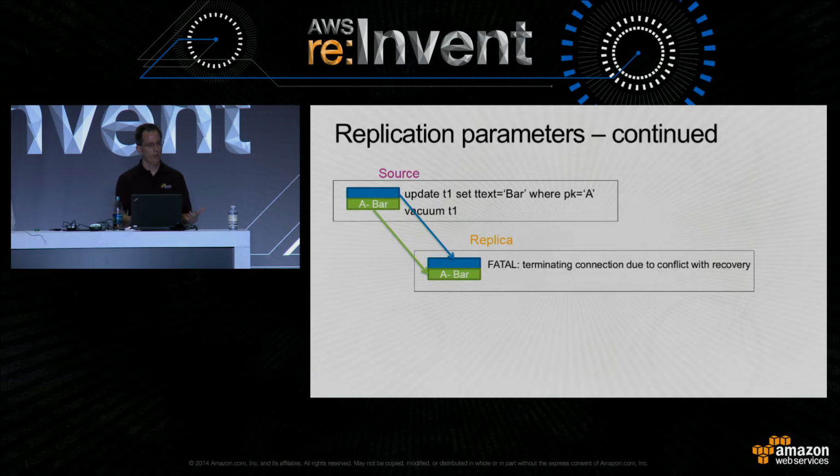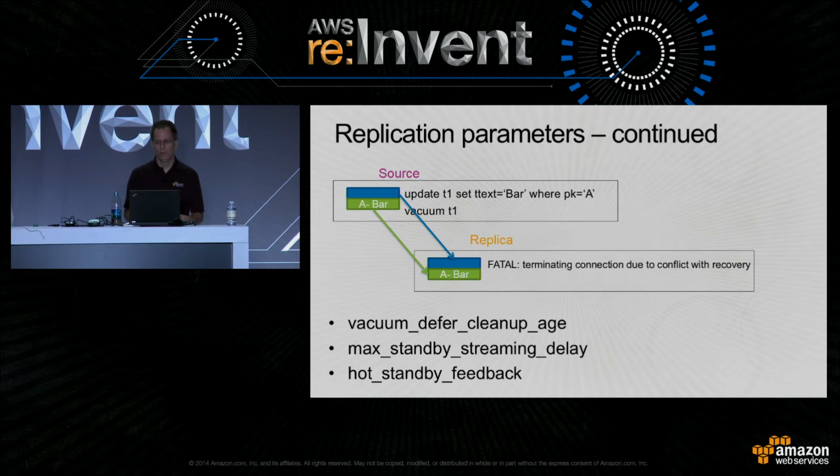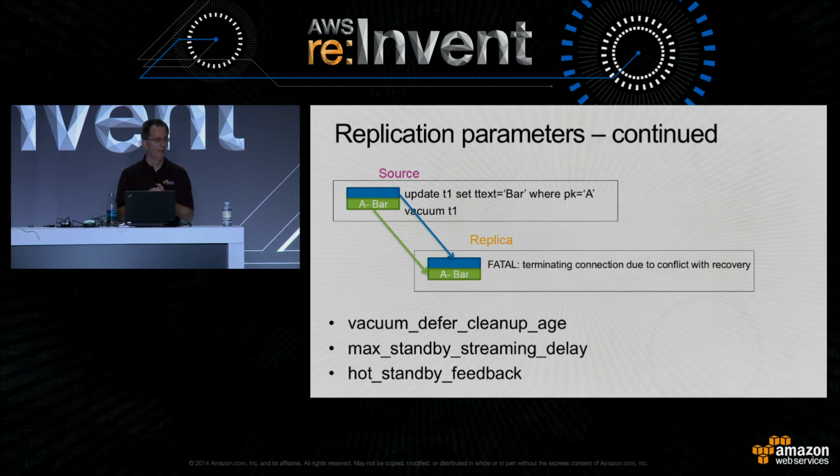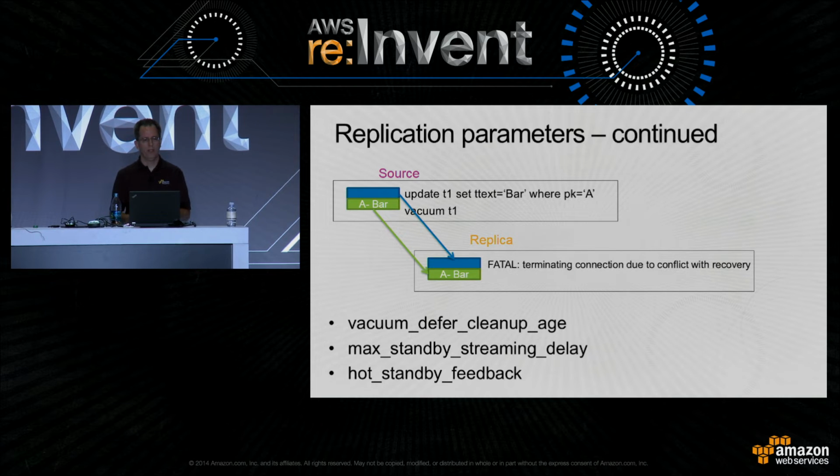So how can you deal with this? Well, you could not run long-running queries on your replica, but that may not always be possible. There are 3 key parameters, and they all function differently, but they're all trade-offs. Vacuum defer cleanup age says to wait whatever amount of time you set before the vacuum will kick in on the primary. That will cause a little more bloat to happen.